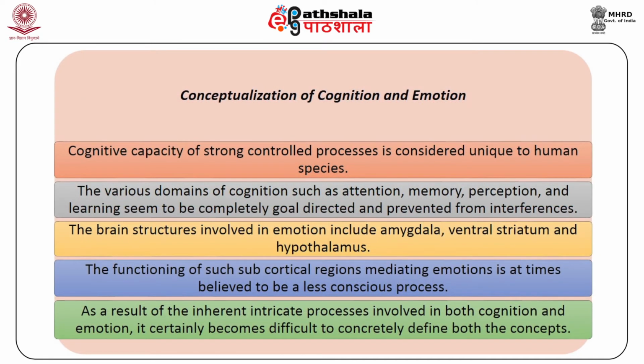Conceptualization of cognition and emotion. Cognitive capacity of strong control processes is considered unique to the human species. The various domains of cognition, such as attention, memory, perception, and learning, seem to be completely goal-directed and prevented from interferences. The strongest correlate of cognition is neural firing from the dorsolateral prefrontal cortex. Most of the literature reveals engagement of cortical regions in the cognitive process.